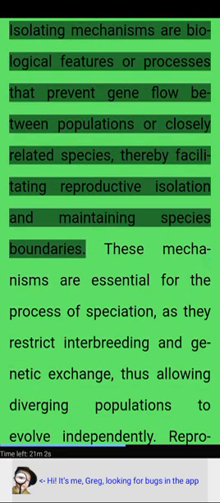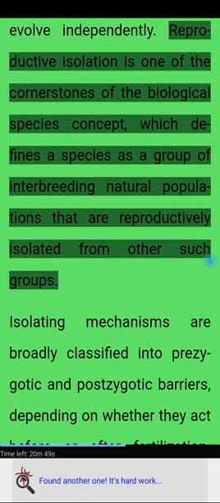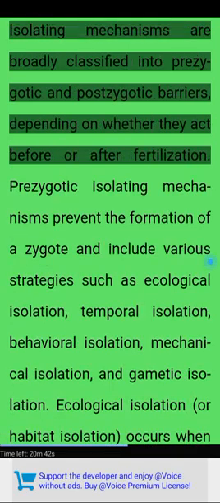Isolating mechanisms are biological features or processes that prevent gene flow between populations or closely related species, thereby facilitating reproductive isolation and maintaining species boundaries. These mechanisms are essential for the process of speciation, as they restrict interbreeding and genetic exchange, thus allowing divergent populations to evolve independently. Reproductive isolation is one of the cornerstones of the biological species concept, which defines a species as a group of interbreeding natural populations that are reproductively isolated from other such groups.